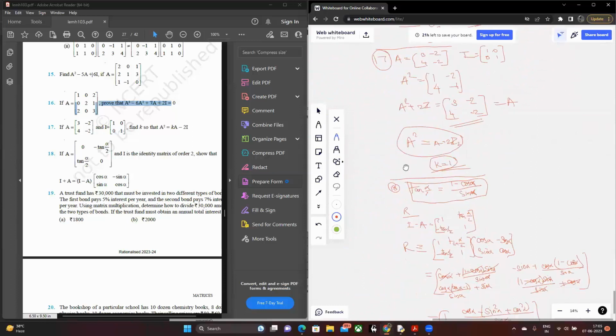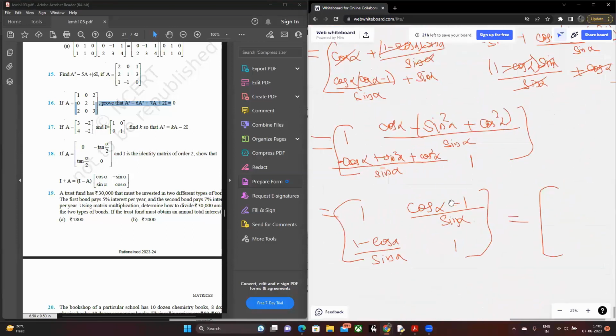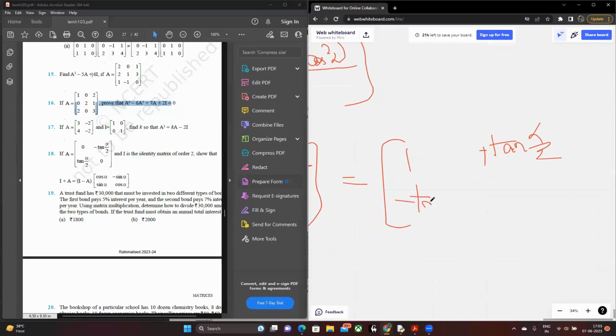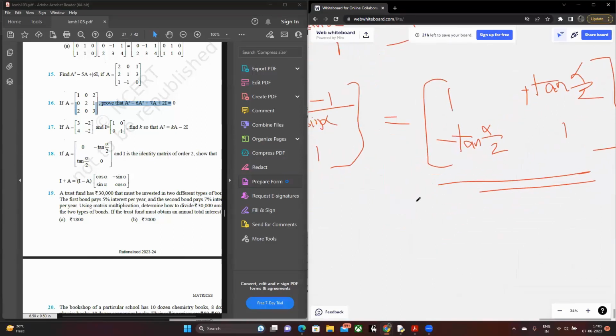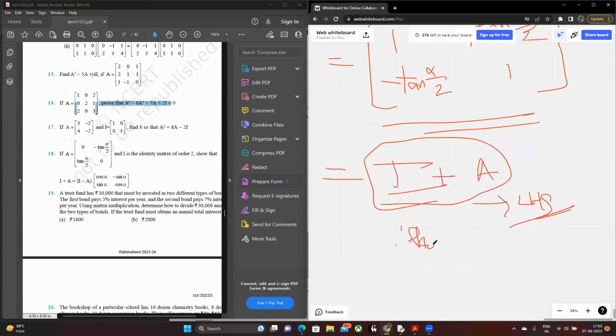Reapplying this formula, what I get over here is 1 minus tan of alpha by 2. Wait, this is plus tan alpha by 2. I have a minus tan alpha by 2 over here, and I have a 1 over here, which is basically 1 plus A, which is my LHS. Therefore, proved, because LHS equals RHS.